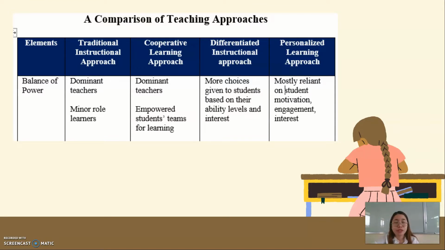So for example, the teacher will group the students into 3. Group 1 is the group that needs improvement, group 2 belongs to the average level, and group 3 is for those who are in the advanced level. Of course, the teacher will now consider the different abilities of the learners based on their groupings.